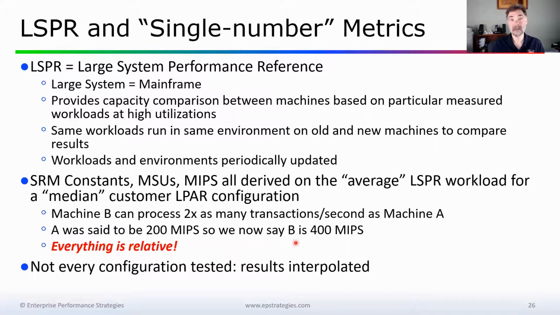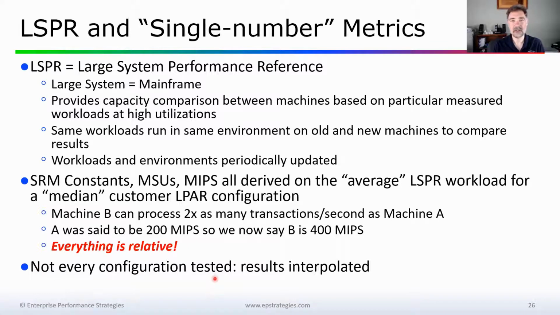Everything is relative. So you compare how much throughput you can get out of one machine to how much throughput you can get out of another machine. You said, oh, well, we used to call that older machine capacity X. We apply the ratio of the throughput to X, and now we get a new capacity Y for the new machine. Okay. Now, not every configuration is tested.